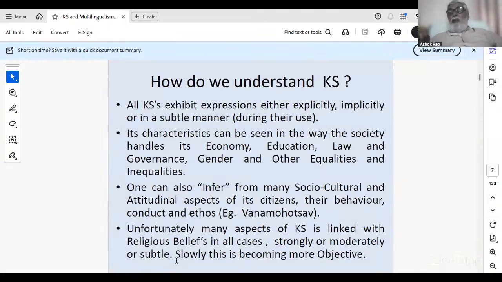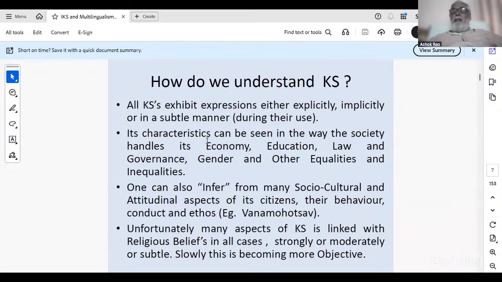So how do we actually understand a knowledge system? We understand when we understand expressions which are either explicit, implicit, or very subtle during their use. Somebody comes, wishes you, says pranam, or bows down, touches your feet. You don't have to make any statement. You understand what cultural background he or she comes from. Okay.